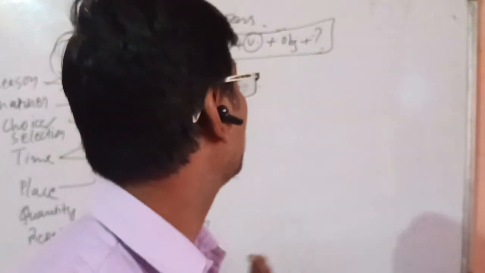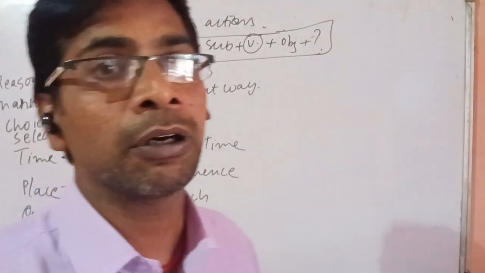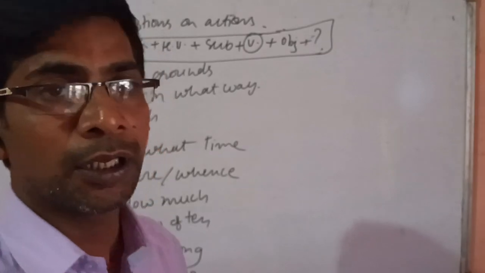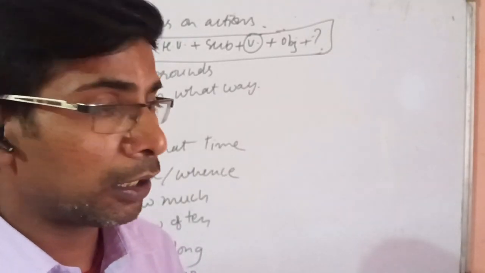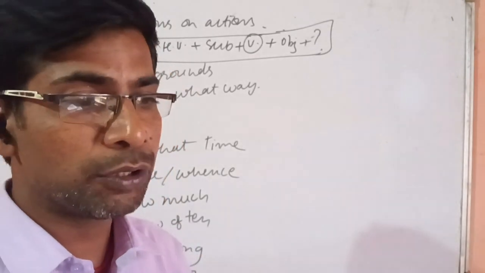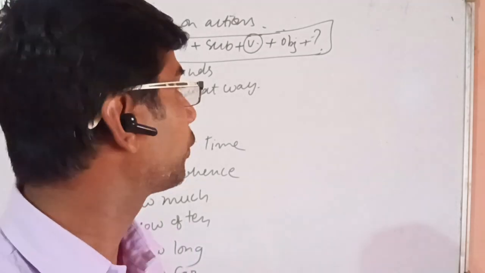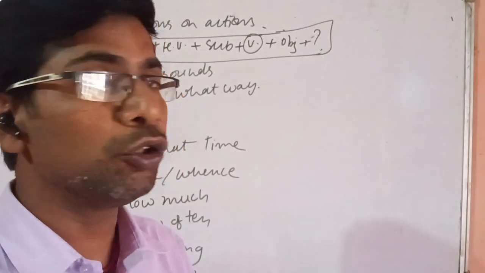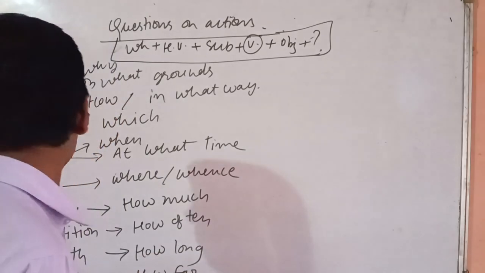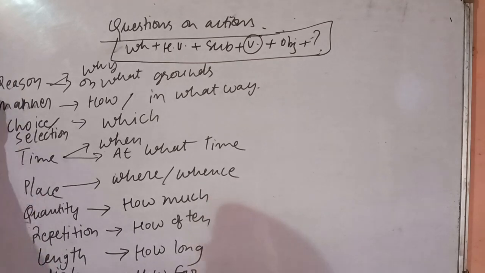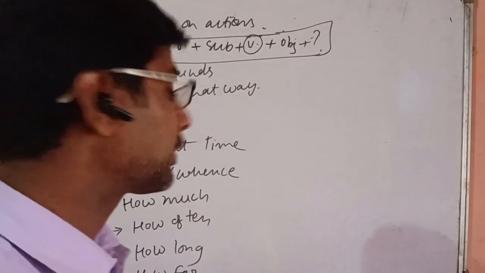Okay. Then, if we have to ask a question in the descriptive form, we have three types of asking questions. First, if you want to ask a question on the subject, and in the subject you are asking about a person, a human, you use who, and what when you have to ask about something other than a human. When you have to ask a question on the object, you use whom for a person, a human, and for other than human you use what. And the third is you ask questions on different aspects of actions: reason, manner, choice, selection, time, place, quantity, repetition, length, distance, and number.